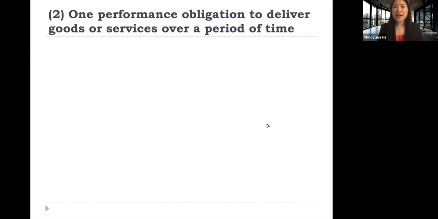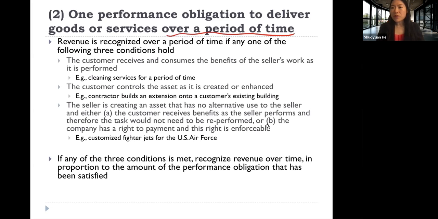The second situation is when the performance obligation is to deliver goods or service over a period of time. So revenue is recognized over a period of time if one of the three conditions is met. The first condition is when the customer receives and consumes the benefit of the seller's work as it is performed. The second condition is the customer controls the asset as it is created or enhanced. And the third condition is the seller is creating an asset that has no alternative use to the seller.